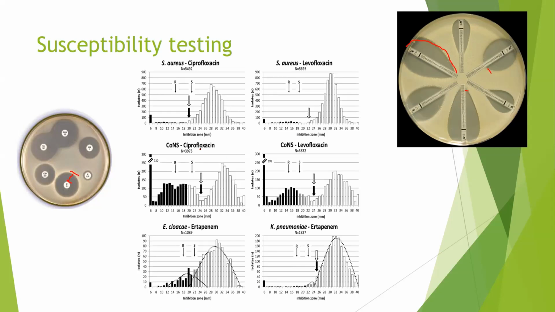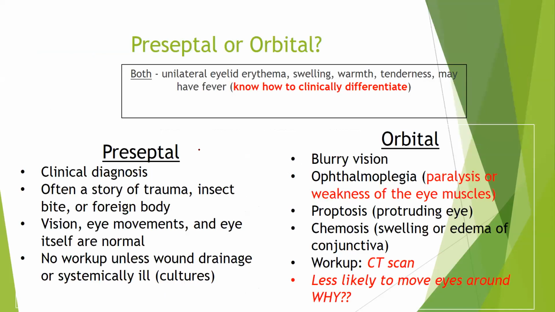So sometimes you'll see S or R. R would be a resistant bacterium, and that's what you get back when you see your susceptibility testing. So definitely with sick babies or admitted patients, we want to get the susceptibility testing results.